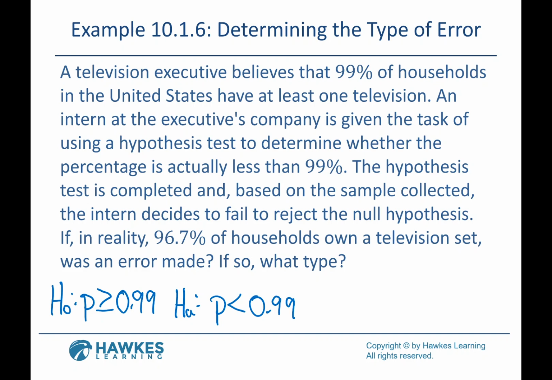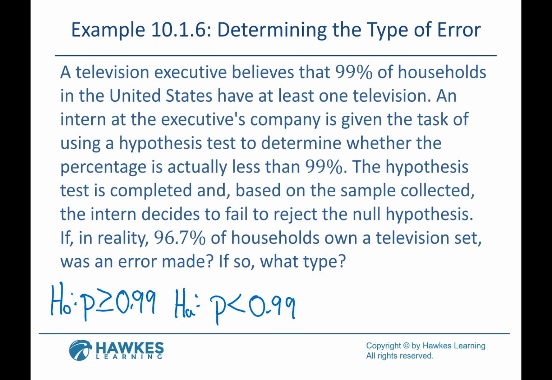So our null hypothesis says that P is greater than or equal to 99%. This is the real number. So was the null hypothesis really true or false? It was false because it says it's bigger or the same as 99%, but the real number is 96.7%. So here the null hypothesis was false, but we failed to reject the null hypothesis. So is that an error?